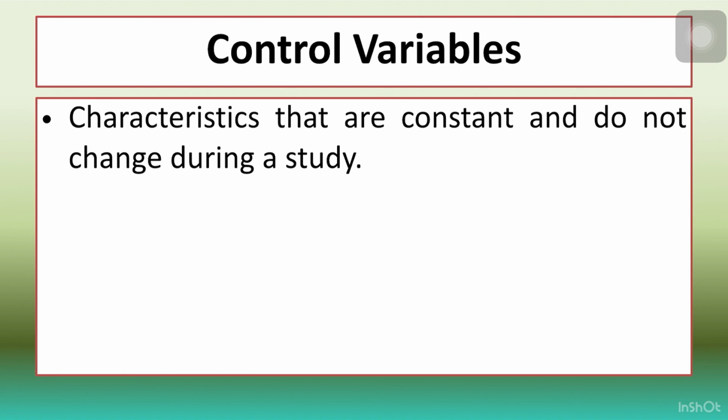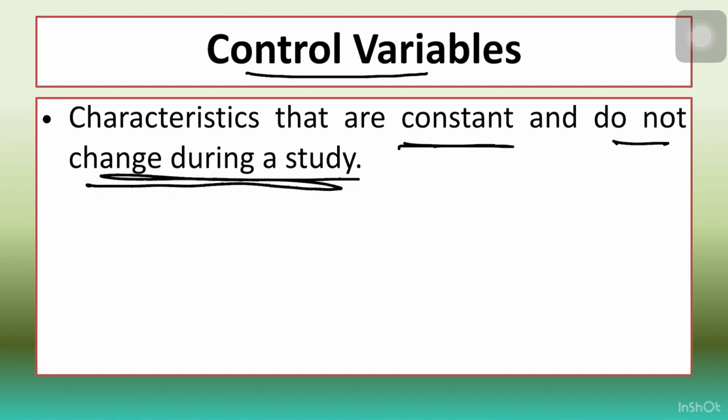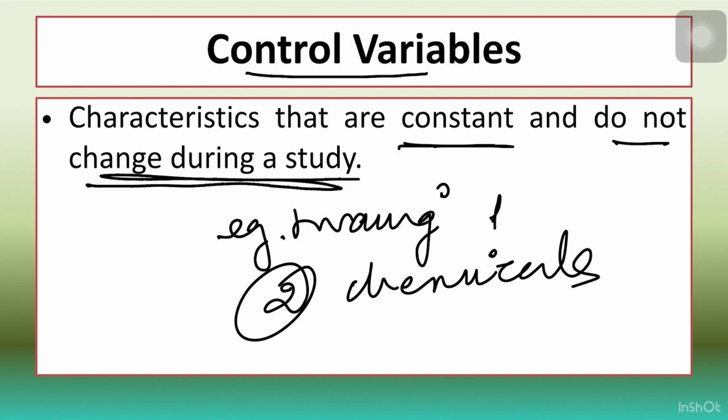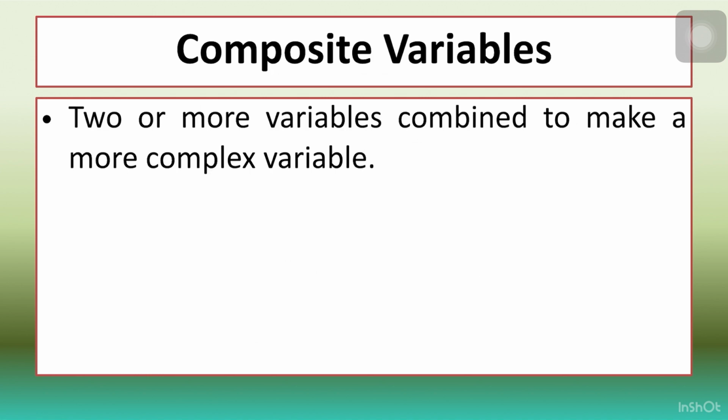Moving further, we have the control variable. Till now we have studied different types of variables, and when you try to control them, this is known as the control variable, which remains constant and does not change during the study, right? An example could be you are giving training to your respondents. Training can be controlled. Another example could be in the sciences, you mix certain chemicals, and your chemicals are controlled or kept constant, right?